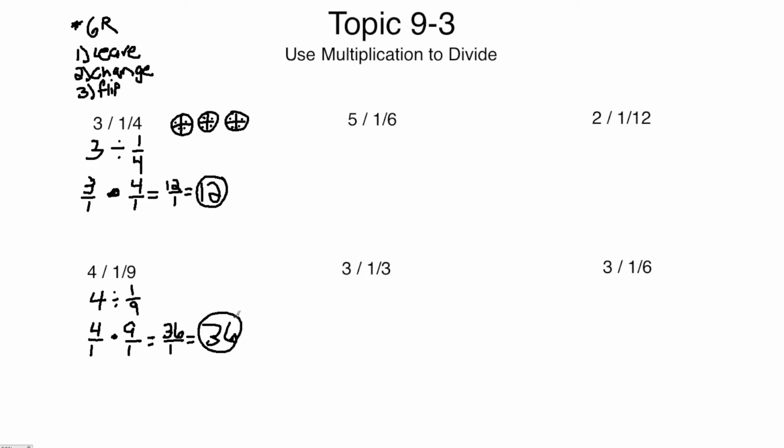Circle your answer. Again, if we had 4 whole things, now I'm not going to do this for every problem, and I divided these into 9. How many 1/9 would there be? Well, 9, 9, 9, 9. 9 times 4 is 36. Did you get that?